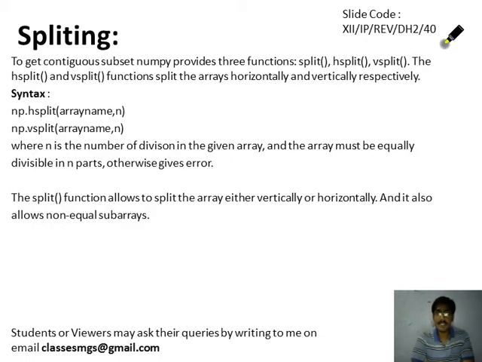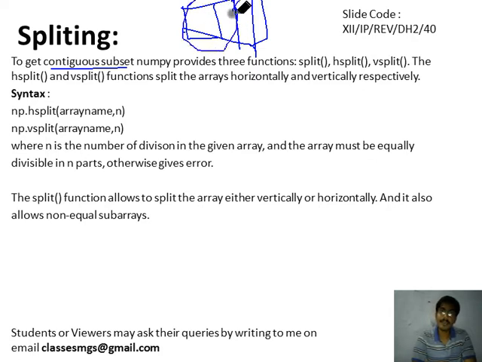Now we will see the concept of splitting. Splitting means to get a contiguous subset. We have a numpy array, one dimensional or two dimensional. We want to split this numpy array in such a way that two numpy arrays are created of two different shapes. For that purpose we use splitting, and we have three methods for splitting: split method, horizontal split, and vertical split. We will see the syntax and functioning of all these three functions in the next slide.